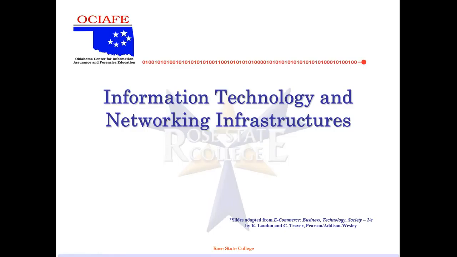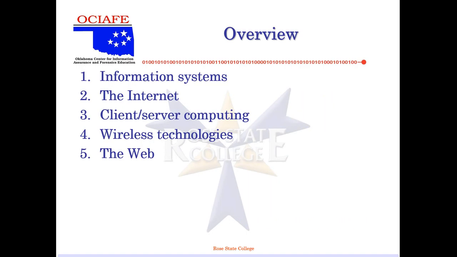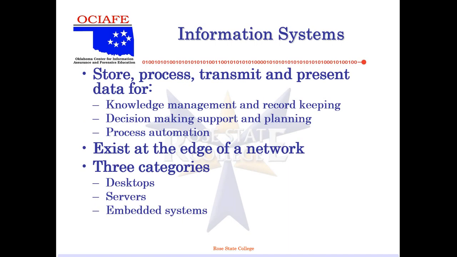Okay, well, we're going to talk about information technology network infrastructures. We're going to talk a little bit about information systems. What are they? The internet, client-server computing, wireless, and the web. What is an information system? Well, simple. An information system stores, processes, transmits, and presents data for knowledge management, record keeping, decision making, support planning, and process automation.